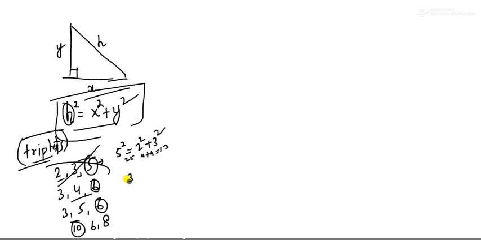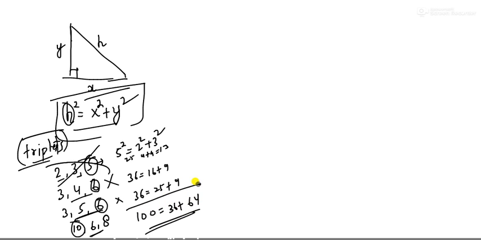Similarly this, so 36 is equal to 16 plus 9. Are they equal? No. So even this is not one. And what about this? 36 is equal to 25 plus 9. Are they equal? No. Here 10 square is 100. 36 plus 64. Are they equal? Yes. So if both LHS and RHS are equal on using this formula, then only we can say this can form a right angle triangle.